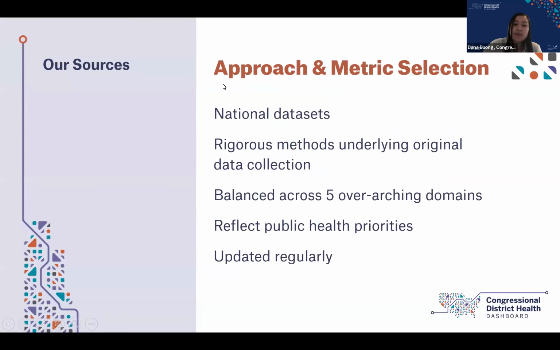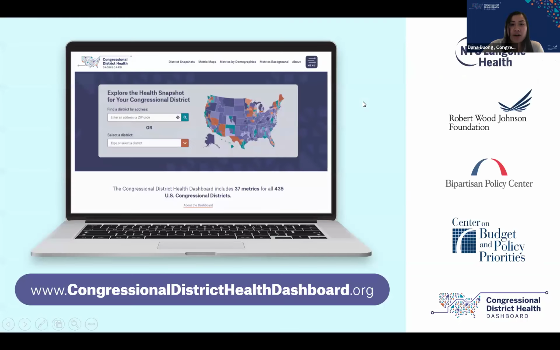And as I mentioned a little bit before, our approach and our metric selection starts with our national data sets and what's already available. We try to ensure that the data we collect and have on our site adhere to rigorous methods in their data collection. We also try to find metrics that are balanced well across our 5 overarching domains, reflect public health priorities, and are regularly updated so we can provide timely data and an accurate representation of health currently in the US and across the nation. And so that is some of our history.